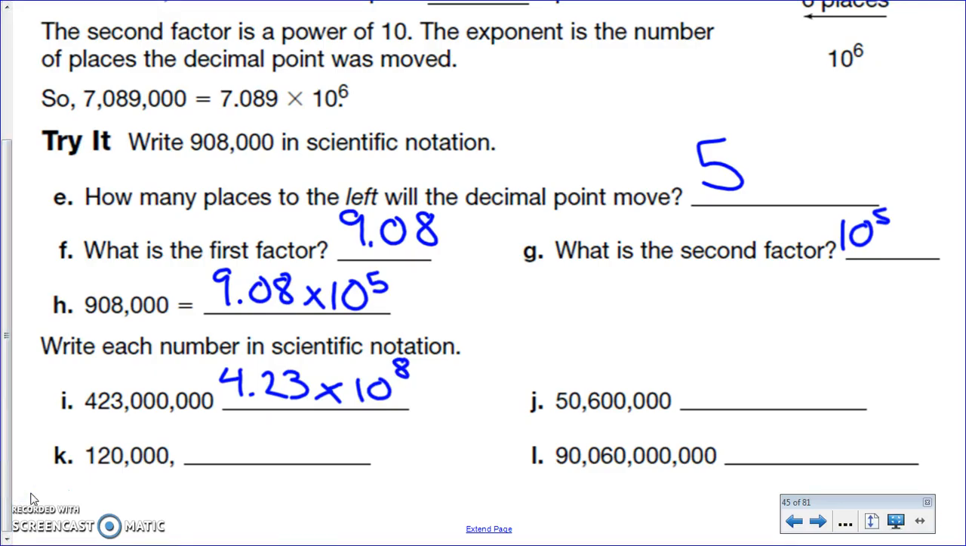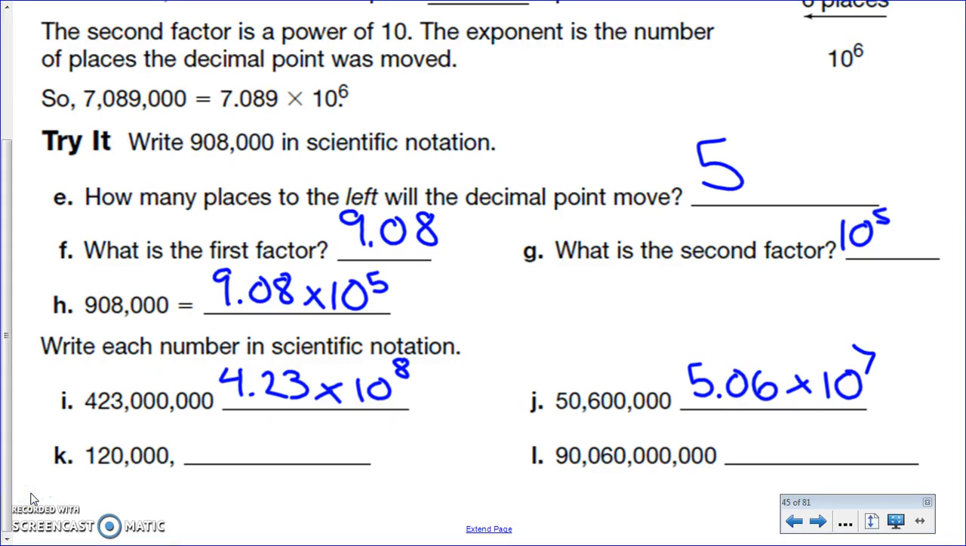For J, we're going to bring the decimal up to right after the first digit, which is the 5. So we're going to have 5.06. So we have to keep all the numbers until there's just zeros at the end. Then we're going to count how many places we had to move the decimal to get it right behind the 5. And from the end of the number to the 5, there are 7 places. So our answer is 5.06 times 10 to the 7th.